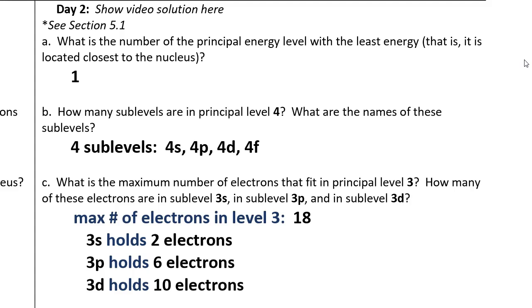The understandings that you need to answer that question are that any sublevel with s in the name can have a max of 2 electrons. Any sublevel with p in the name has a max of 6 electrons. And a sublevel with d in the name has a max of 10 electrons. You can get that answer from the Aufbau diagram.